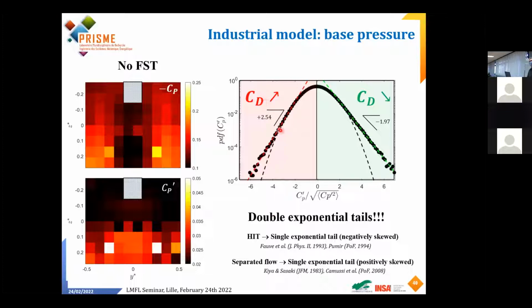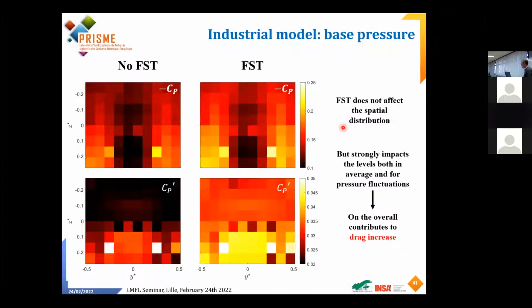So these double exponential tails are very surprising, and usually in turbulence we have reported single exponential tails for pressure, either negative when we are looking at homogeneous and isotropic turbulence, or positive when we are looking at separated flows. Maybe it's a bit of a mix between the two, I don't know, but this is very strange.